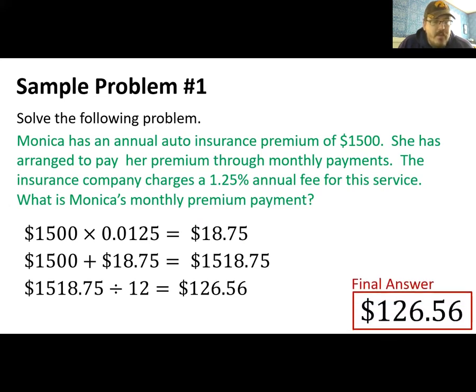And there you go. Again, just a simple percentage problem where you calculate the fee, add the fee on to the premium, and then take that new total and divide it into the 12 monthly payments. So there you go. All right, now let's shift gears and do another problem.